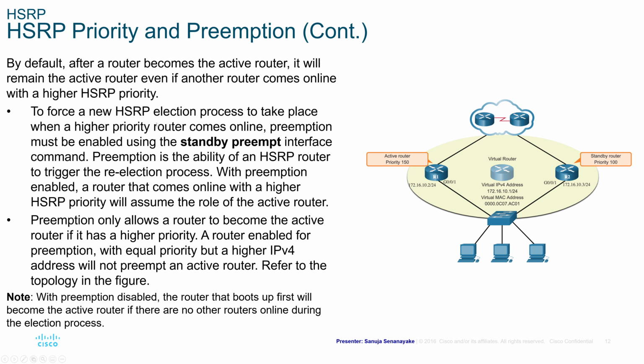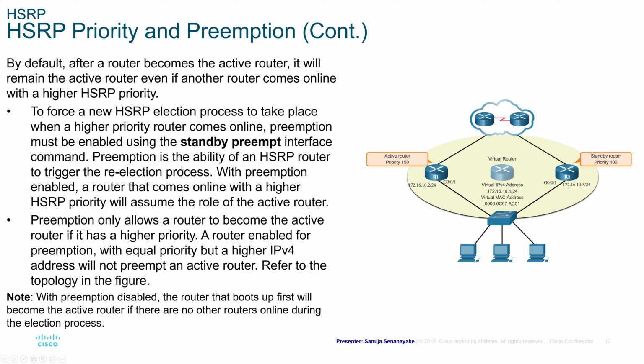To force a new HSRP election process to take place when a higher priority router comes online, preemption must be enabled using the standby preempt interface command. So if you want your system to always take up the router with the highest priority, even when a lower priority router has already taken the responsibilities, you have to use the standby preempt interface command.